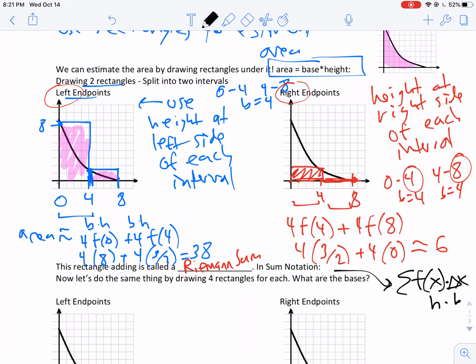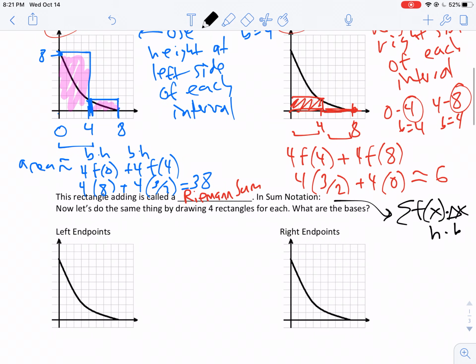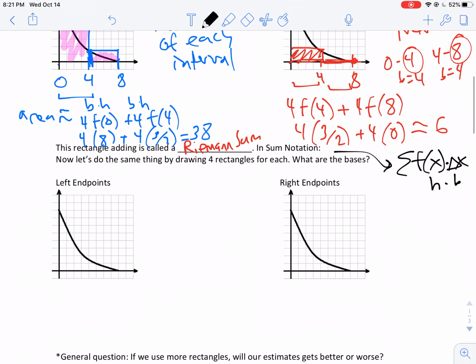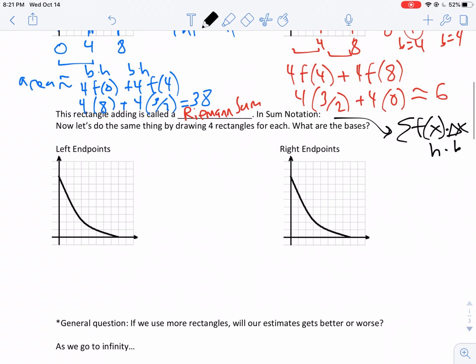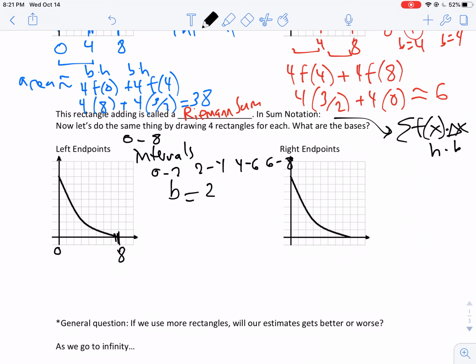Okay, so now you might say, hey, we just used two rectangles. What if we just use more rectangles, right? What if we used 4 rectangles for each one? So, okay, here we're going from 0 to 8. So that means that my intervals are going to be 0 to 2, 2 to 4, 4 to 6, and then 6 to 8. Okay, so each of those has a base of 2, because I'm still going from 0 to 8. So if I split that into 4 chunks, they each have a width of 2.